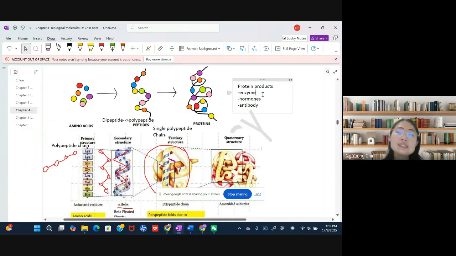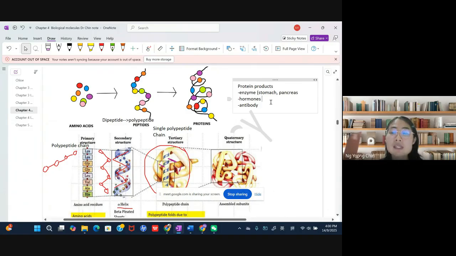For example, enzymes will be produced by what kind of organs? What organs will produce enzymes? For example, the stomach, right? The stomach is able to produce an enzyme, which is pepsin, to help in protein digestion. The pancreas also can produce enzymes. Those organs produce enzymes.